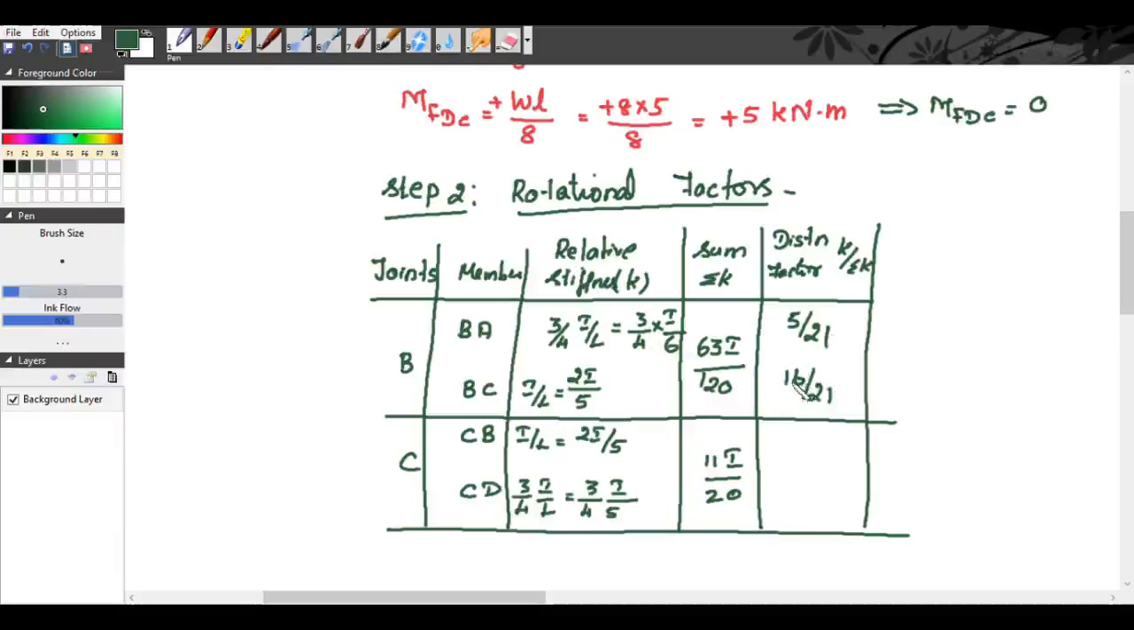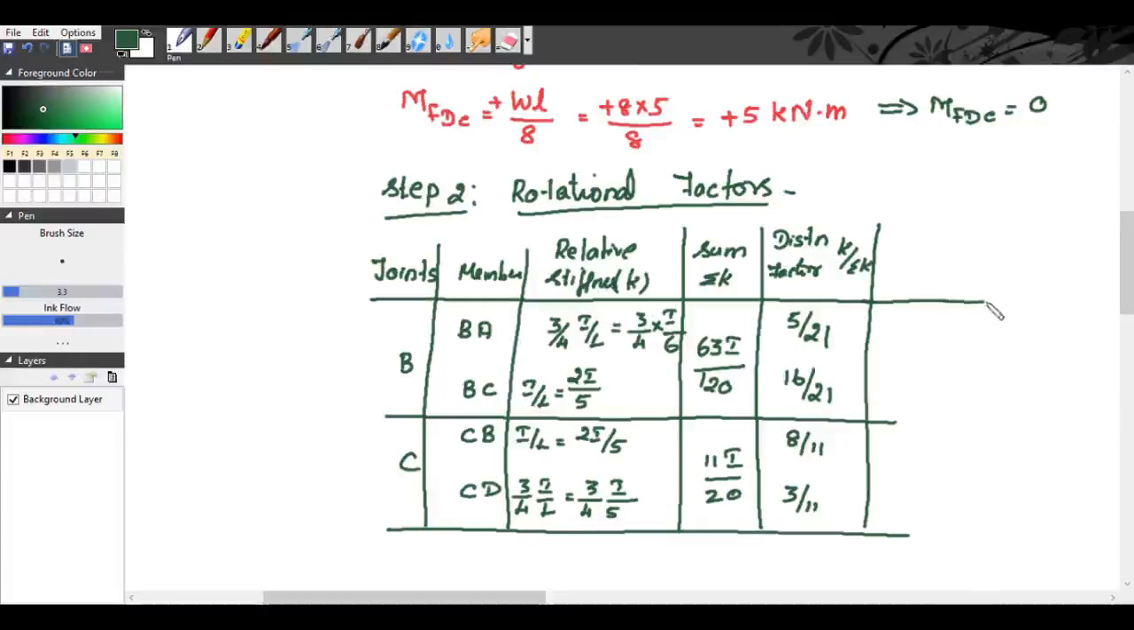So it is 5 by 21 plus 16 by 21, which is equal to 1. Now, at joint C, for member CB, the distribution factor is 2I by 5 divided by 11I by 20, we get 8 by 11. And for the member CD, 3I by 20 divided by 11I by 20, we get 3 by 11. So when we add, we get 1.